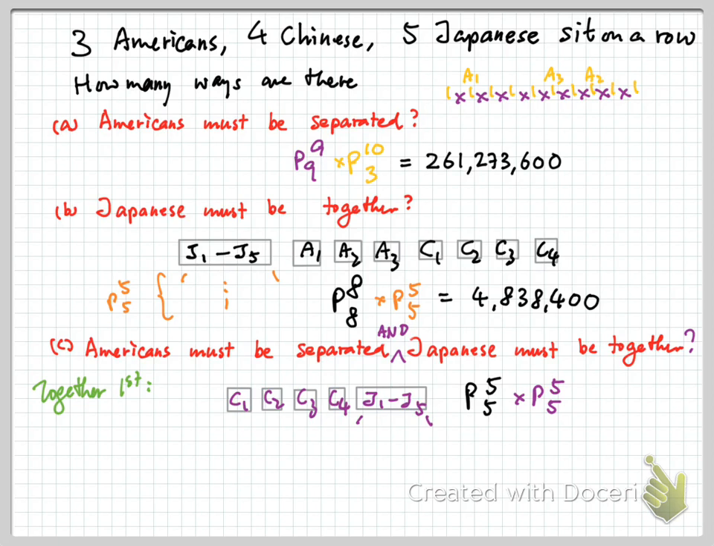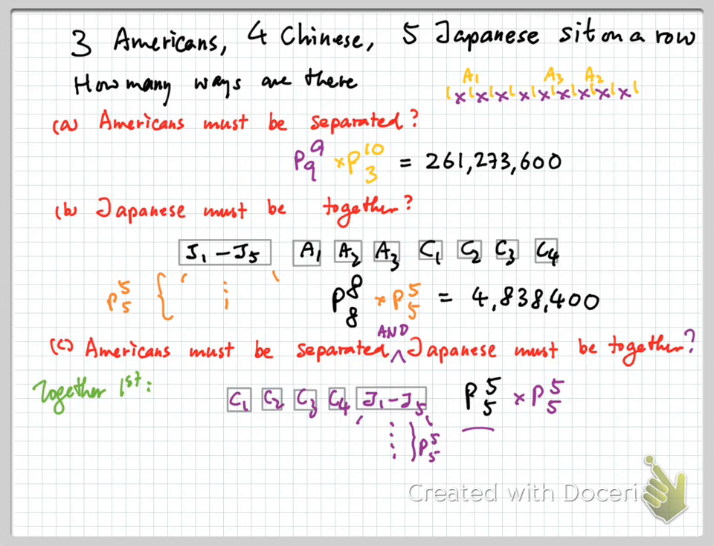The first one in black is these 5 boxes, alright? We line up the 4 boxes of Chinese and the 1 box of Japanese. The other purple 5p5 is the internal lineup of the Japanese box, alright? So that settles the Japanese must be together. So how do you do that?